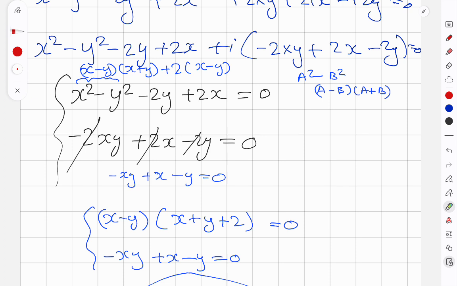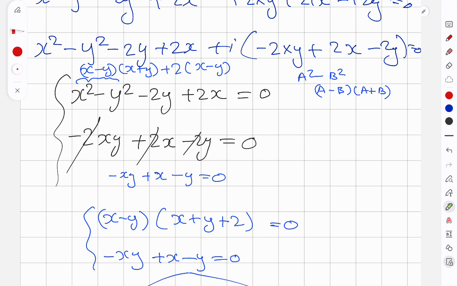Then you have the second equation. So if this is the case, your x is equal to y, right? Since x is equal to y, you can substitute x as y, so it's y squared minus y squared plus y minus y equal to 0. So you get y squared equal to 0, y equal to 0, and x is also equal to 0 since x equals y.